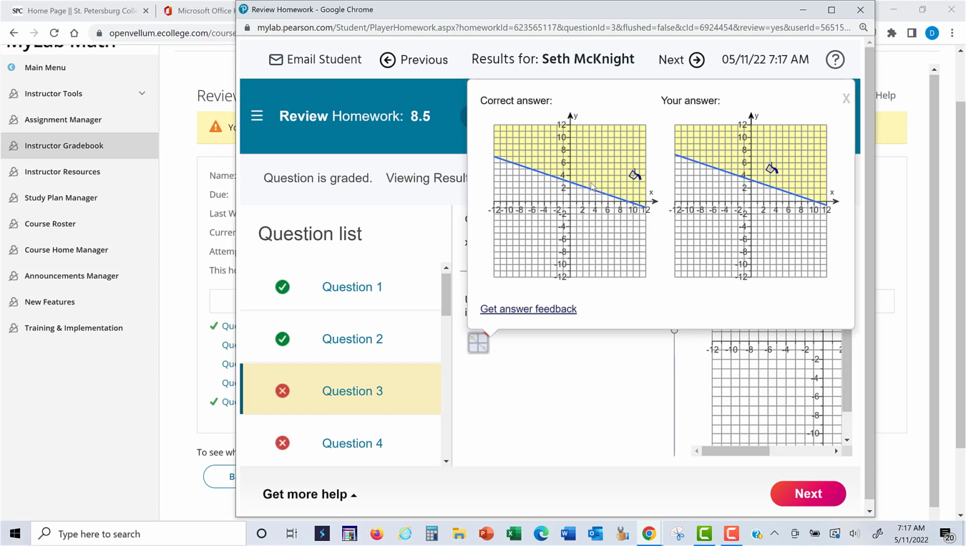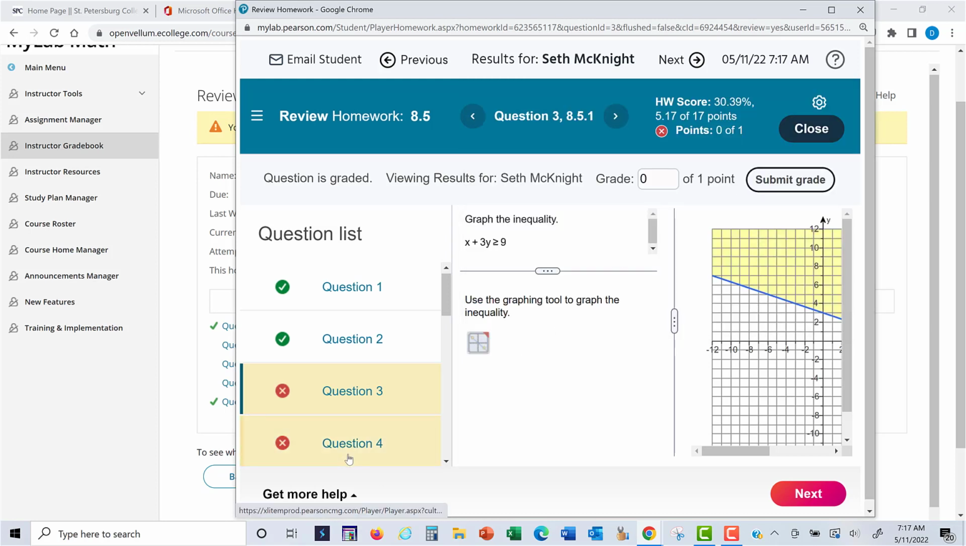Okay, so the y-intercept is (0, 3). So if I look at the correct graph, (0, 3) is right there. On your graph, it's not quite touching at (0, 3). And then the x-intercept is (9, 0), which you can see graphed right here. You don't have that on your graph, so that's why that graph was marked incorrect.